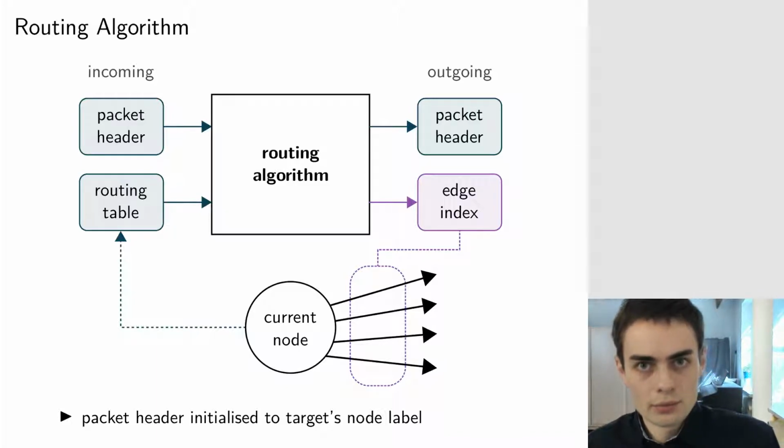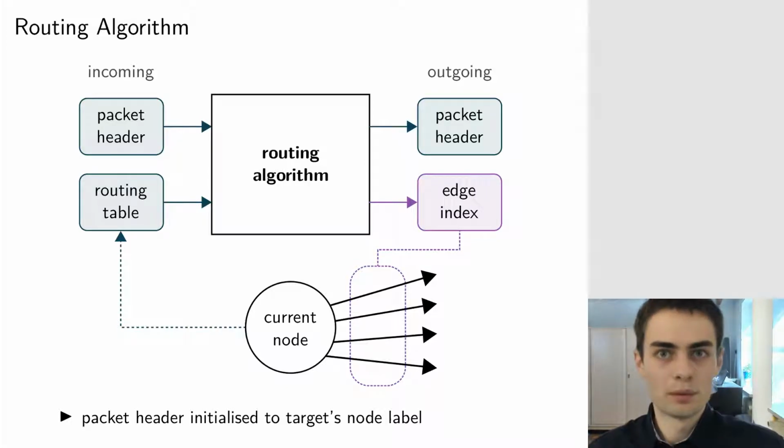Note that the routing algorithm might be randomized. So it's possible that we are dealing with a probability distribution over outgoing edges, and we actually get a proper flow out of this instead of just a single path.